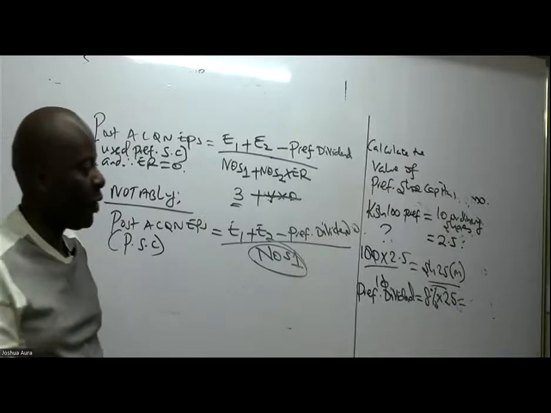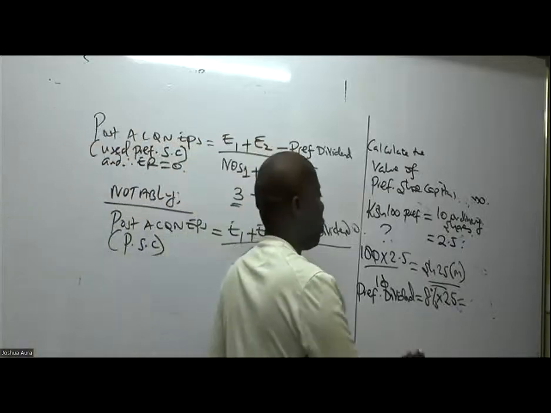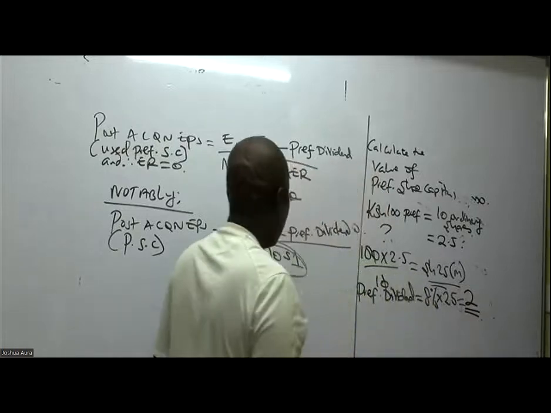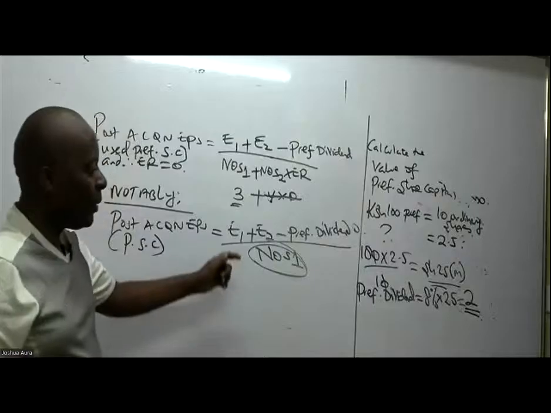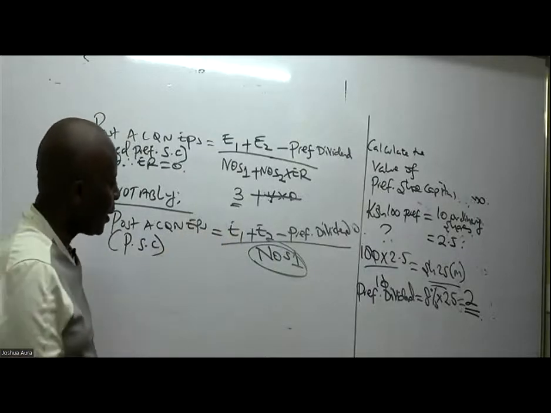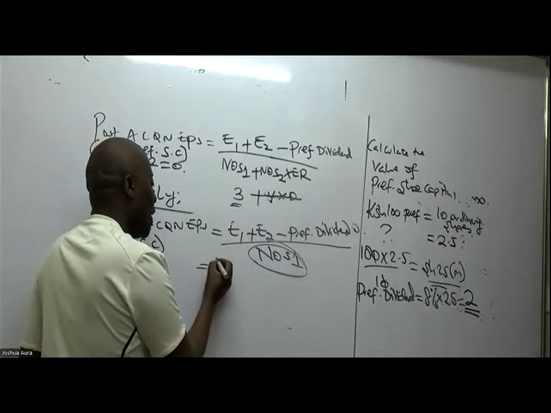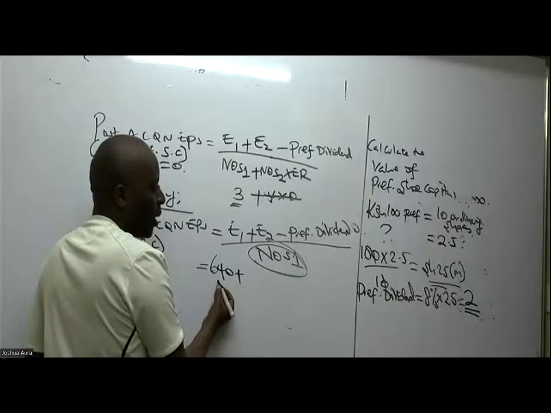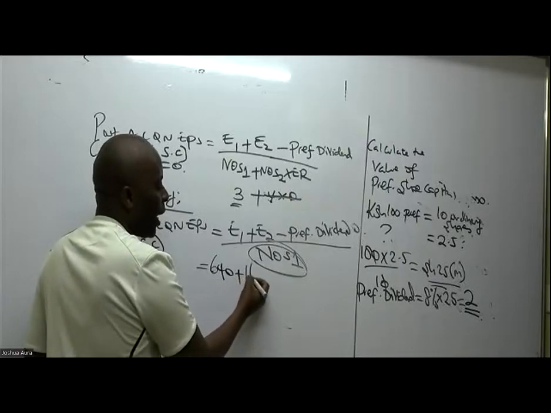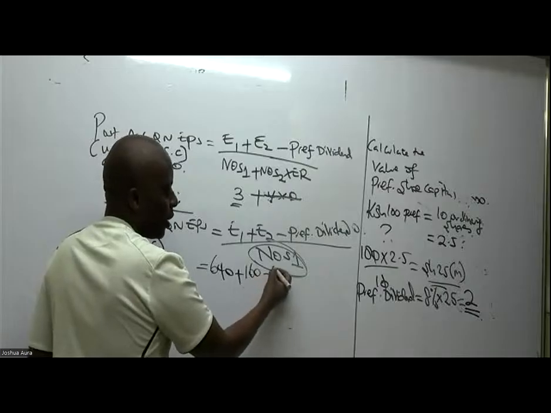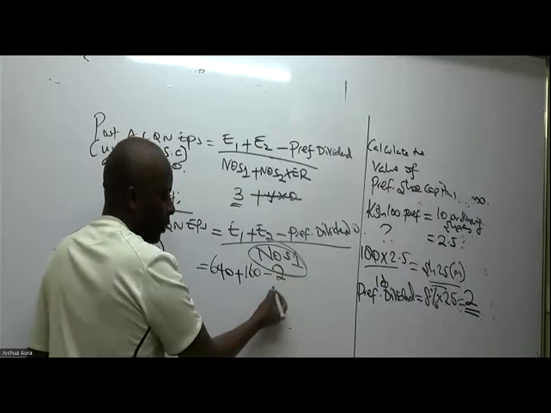So I'm being given a figure of 2. Thank you so much. Could you kindly double underline this figure, and then come and fix it here. So, ladies and gentlemen, our earnings of company 1, if I remember very well, you had given me this figure of 640. We have here a figure of 160 million. And then we have a preference dividend of 2.